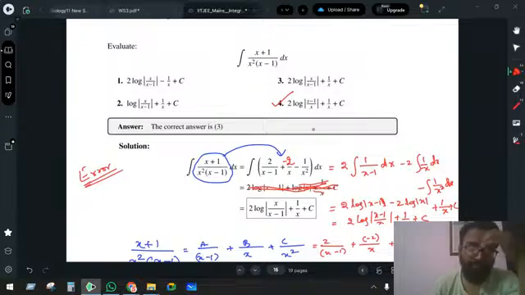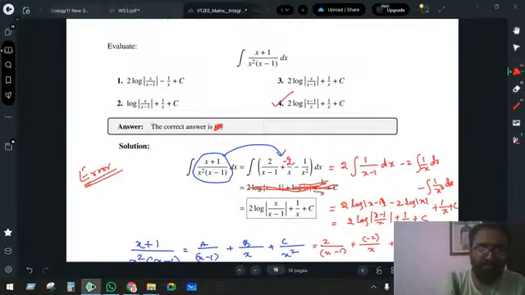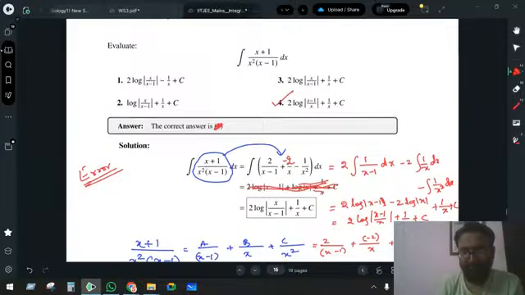Option number 4, not 3. Yes, sir. 2 log mod x minus 1 by x. The questions were typed, so I will change them. That's why I'm explaining these problems. But in the next class, I will scrutinize all worksheet-wise. Okay.